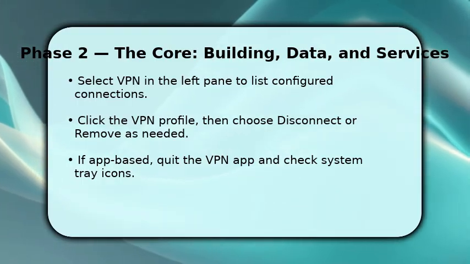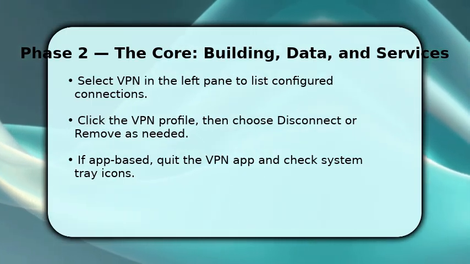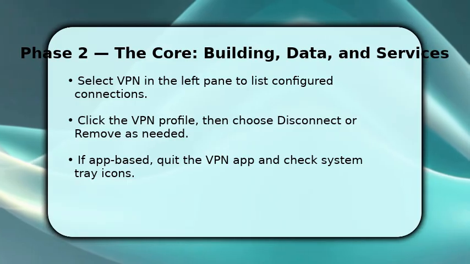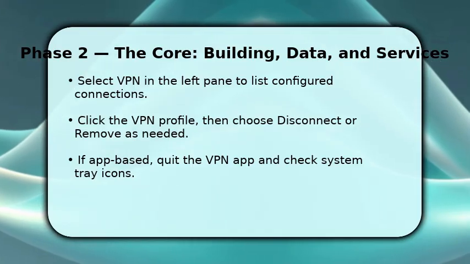For third-party VPN apps, open the app and use its disconnect or exit command, then right-click the system tray icon to confirm it stopped. Once done, verify the status reads Not Connected.